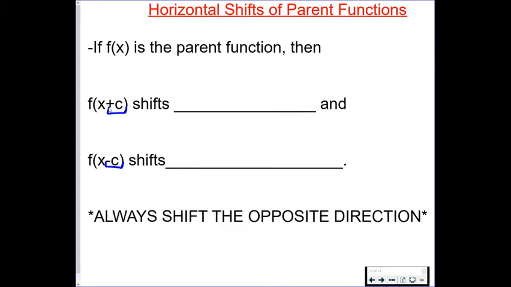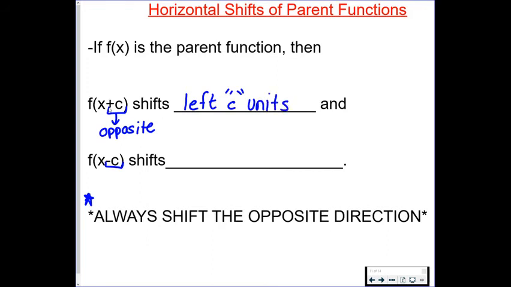If it's a plus that's inside the bars or the parentheses, you would think, oh, it shifts to the right because it is a positive. But it is actually the opposite. And that can be tricky to remember. Always shift in the opposite direction. So instead of shifting to the right, I'm going to shift to the left C units, however many units it tells me to.